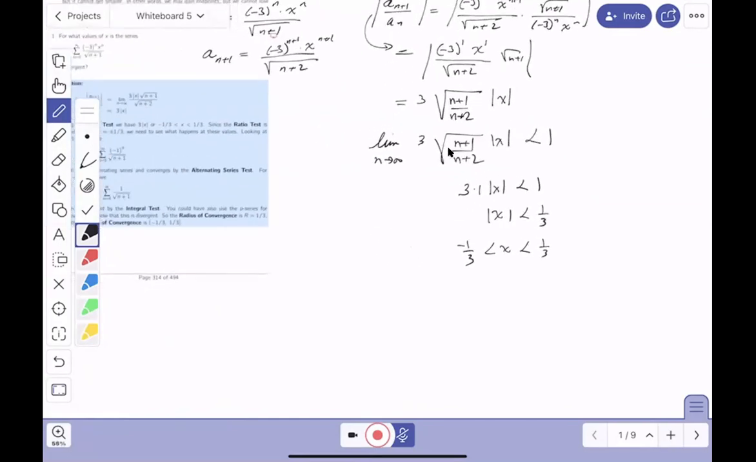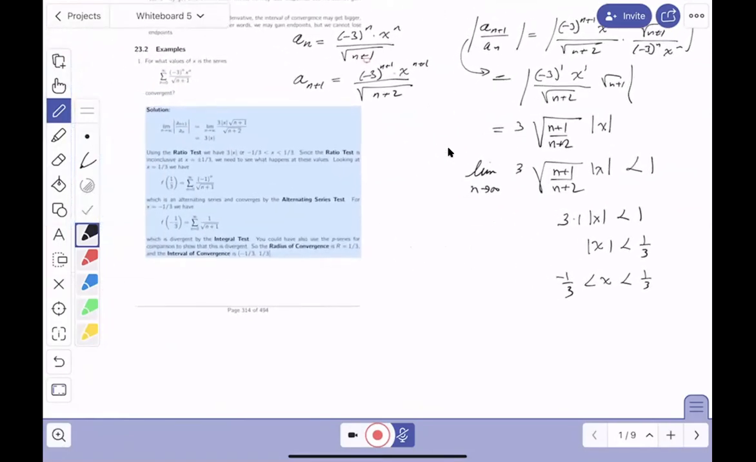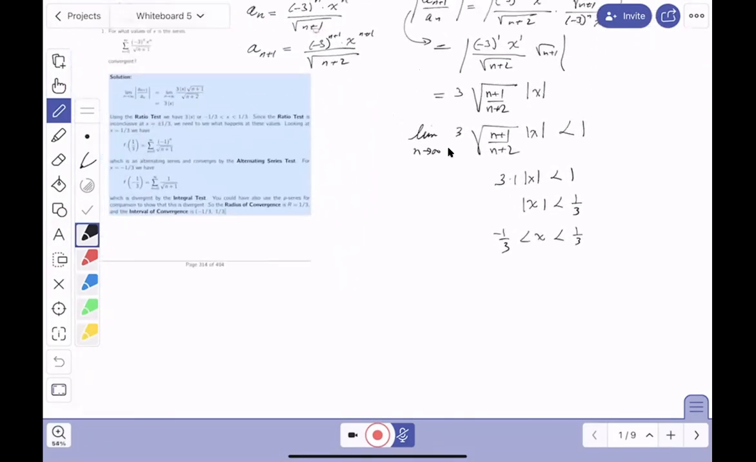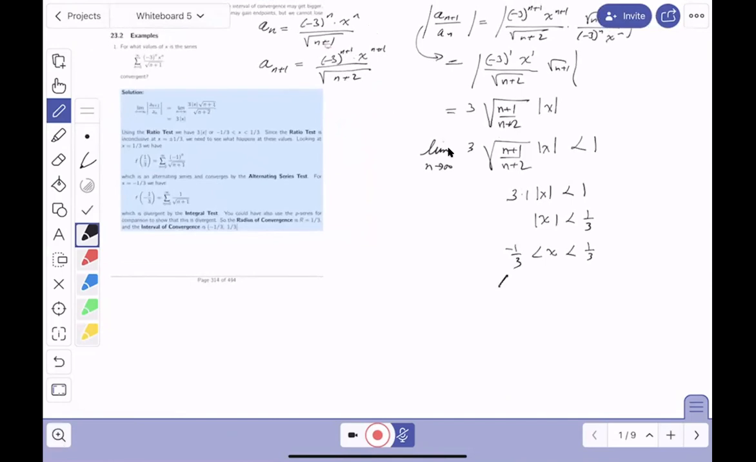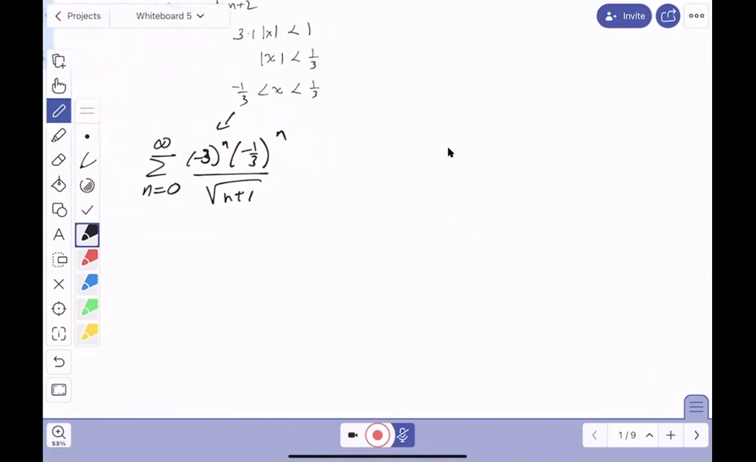All right. So I want to go back and see what the question was. What they want is the interval of convergence. So I've got to find out the values of x, which means I've got to look at the endpoints, right? I look at the endpoints, and the endpoint I want to look at first is this one. So I'm going to look at the sum, n equals 0 to infinity, of minus 3 to the n, minus 1/3 to the n, over the root of n plus 1. So I've got to look at that endpoint, and I have to look at this endpoint, and see what happens.